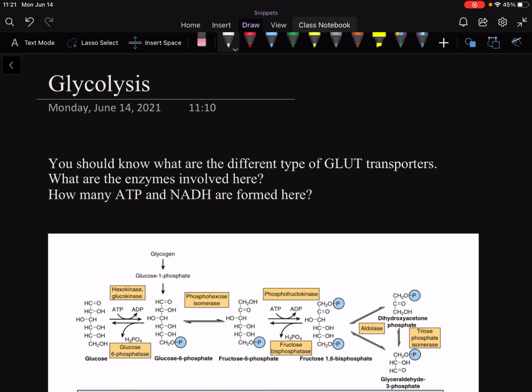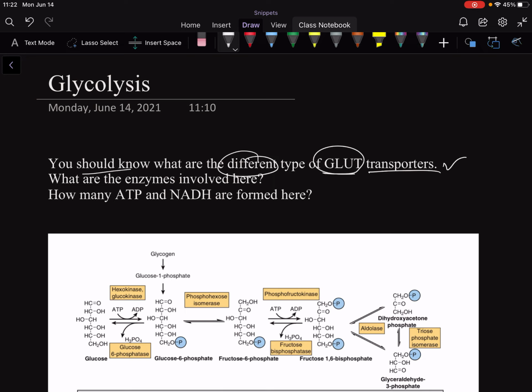So today I am going to talk about what is meant by glycolysis. Before going into the topic, I would like to tell you that you should know the different types of glucose transporters. I'll be making a separate video on that one because it is a very long topic. So you should know the different glucose transporters.